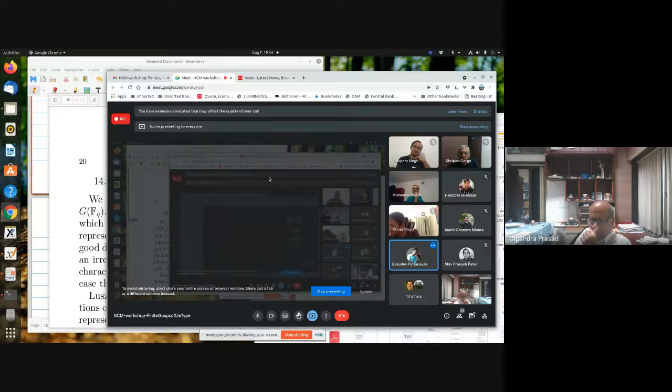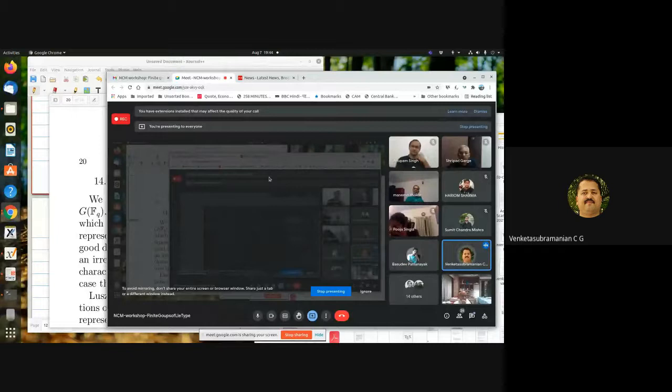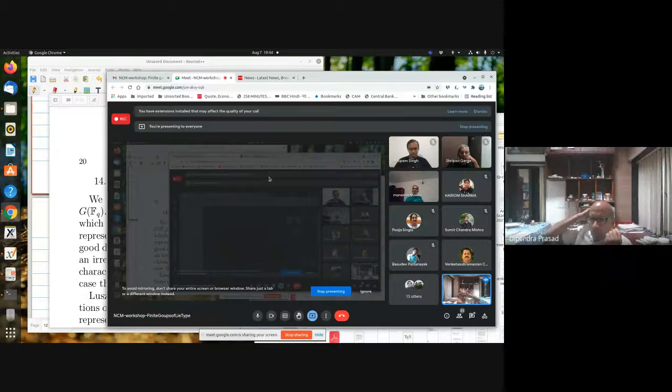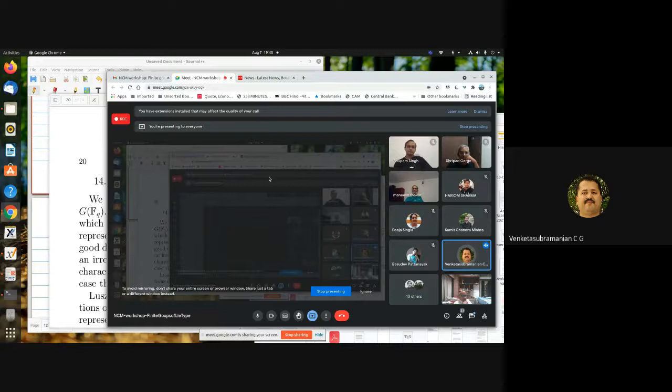Dipendra? Yeah. For SL2(F_q), you get two different types of cuspidal representations, right? I mean, different dimensions, so to say. No, all q minus 1, no? For GL2, all q minus 1, but for SL2, there is some exception, right?